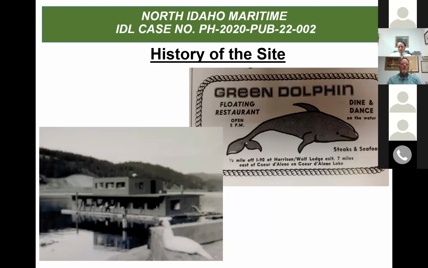So this site has been used commercially since a long time ago. It had the distinction of housing the Green Dolphin floating restaurant back in the 70s. That's an old phone book advertisement on the right-hand side, and the bottom left is a photo of what that restaurant looked like. After the Green Dolphin, the site didn't see much use for many years, and we're looking to press it back into service with a commercial use again now. Next slide.